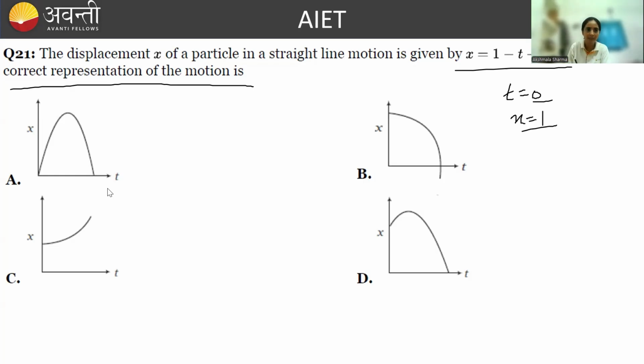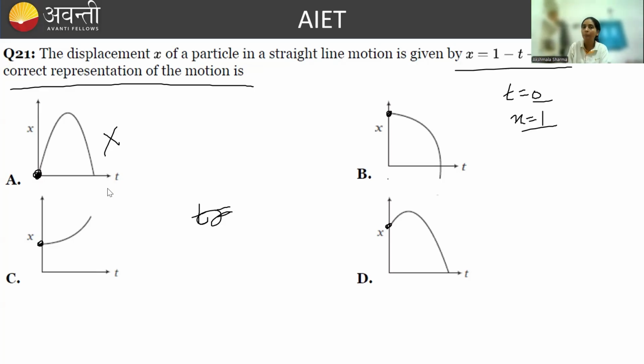So in the first case, at t equal to 0, you see here x is equal to 0. Here t is 0, x is also 0. So this can't be the answer. So this cannot be. And here at t equal to 0, x is not 0. Here also it is not 0. Here also it is not 0. So in all these three cases at t equal to 0, x is not 0. So B, C, D can be the options.